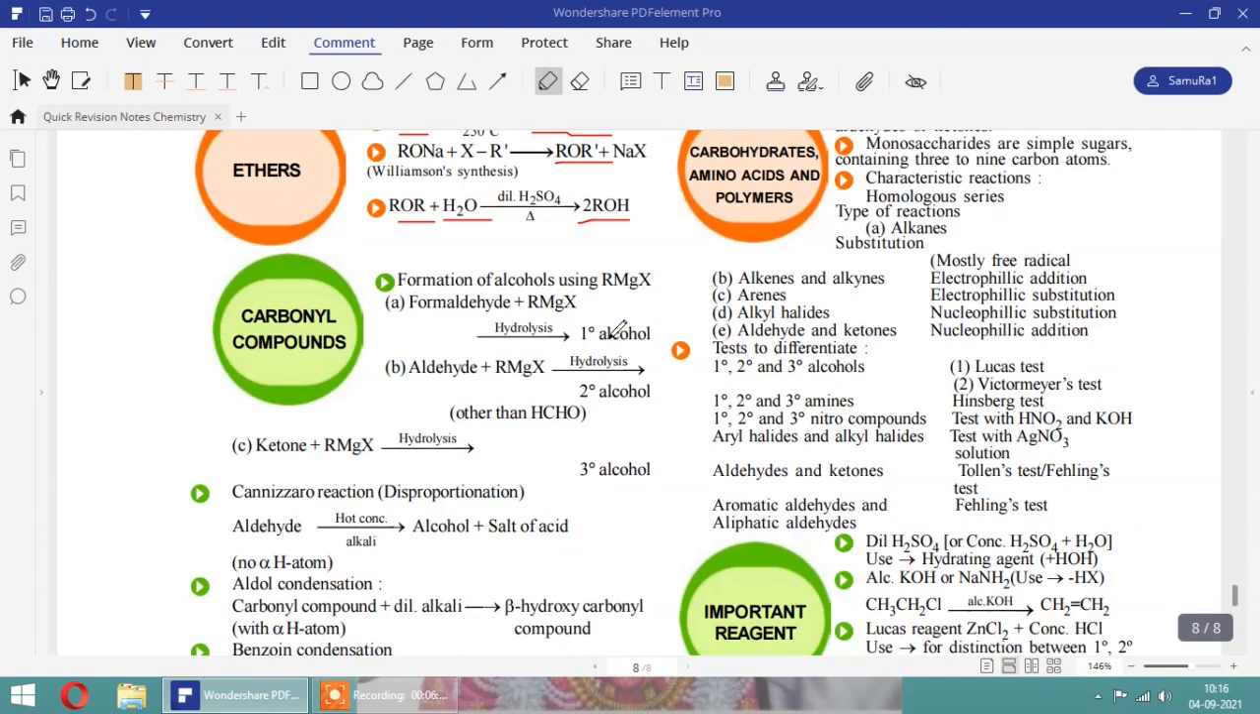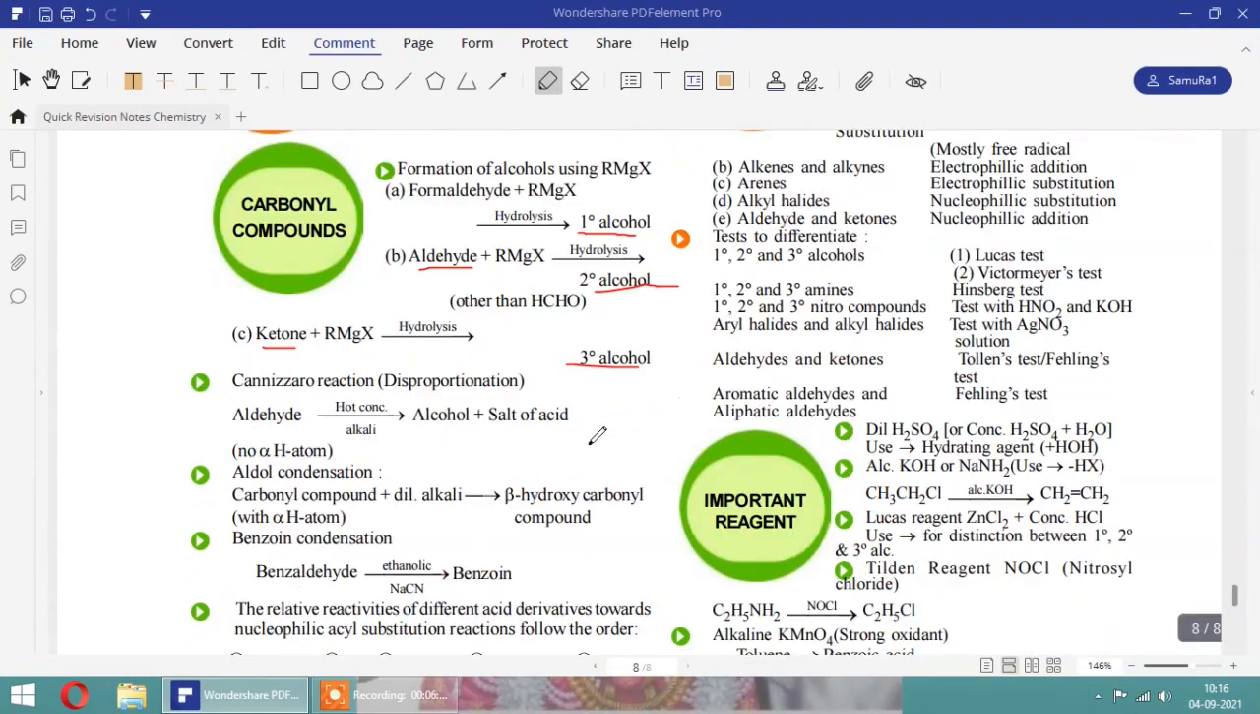Formation of alcohols using RMgX: Grignard reagent plus formaldehyde gives primary alcohol. Grignard reagent plus aldehyde gives secondary alcohol. Ketone gives tertiary alcohol. Remember, formaldehyde, aldehyde, ketone: primary, secondary, tertiary.